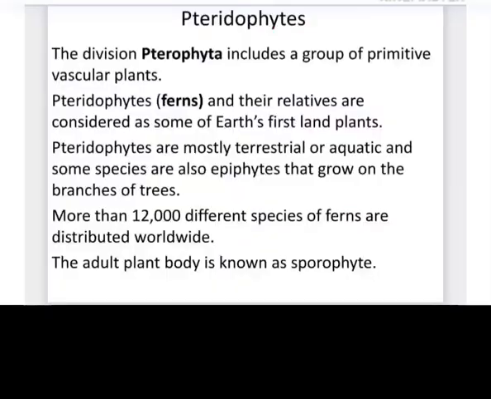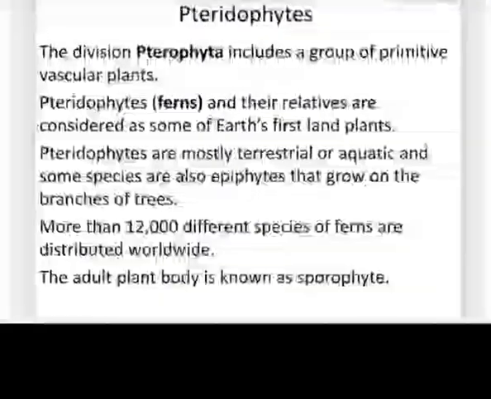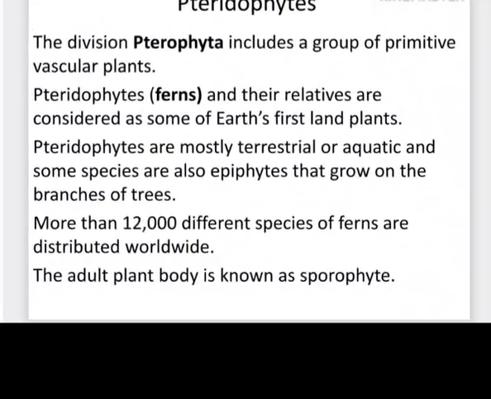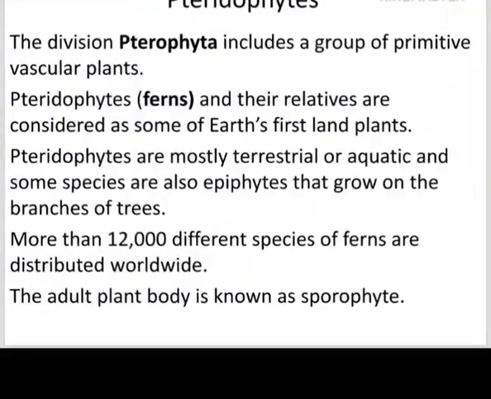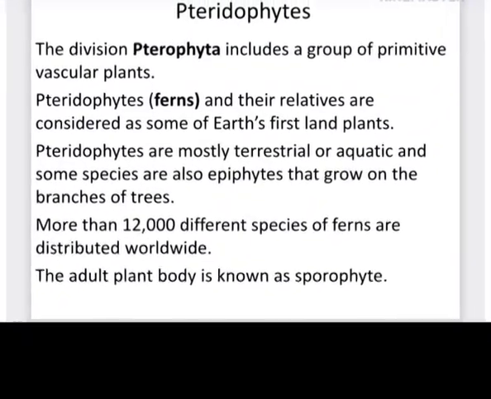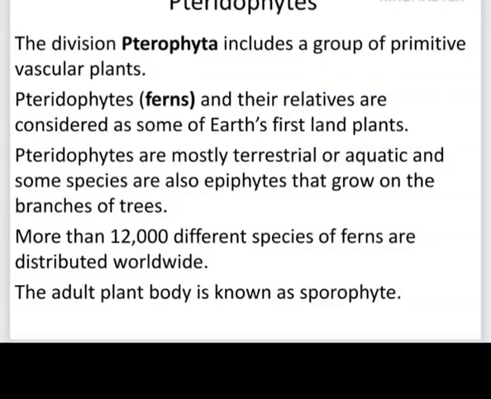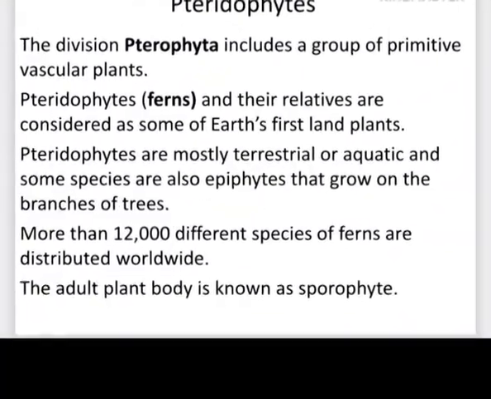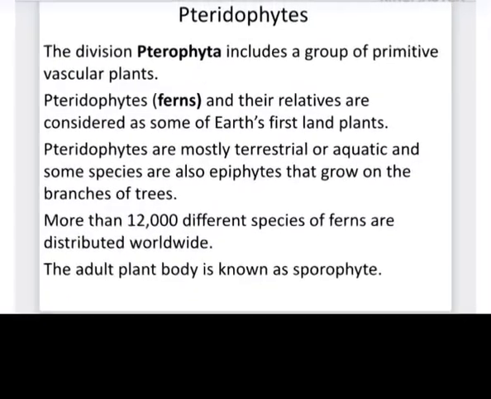Hello everyone. Today we will discuss pteridophytes. So what are pteridophytes? Pteridophytes include a group of primitive vascular plants, also known as ferns, and they are considered Earth's first land plants. Pteridophytes are mostly terrestrial or aquatic, and some species are also called epiphytes, and they grow on the branches of trees. More than 12,000 different species of ferns are distributed worldwide.